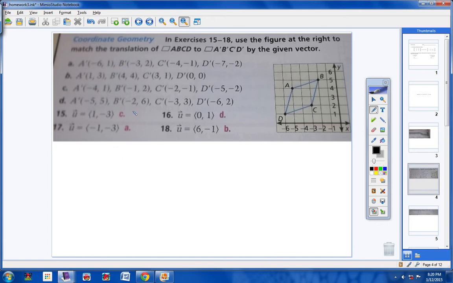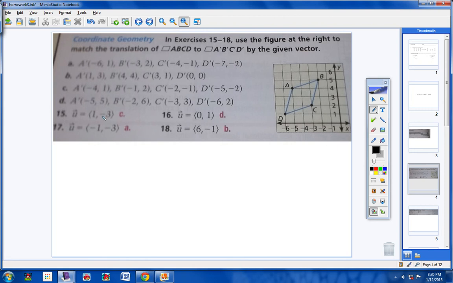Moving on to numbers 15 through 18. Okay, we're going to use the figure to the right here to match the translation by the given vector. So here we go. Let's see here.